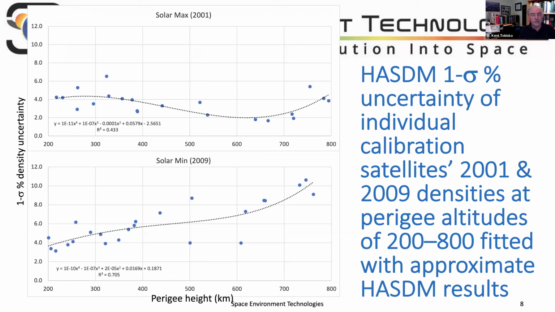But you can see for a number of these satellites, this is what the HASDM database is giving. It's got right around a 4% uncertainty at solar max, and then a 4 to 10% uncertainty by altitude for low solar activity. The higher uncertainty occurs at solar minimum because the top of the thermosphere is collapsed, it's less dense, and so the uncertainties go up.